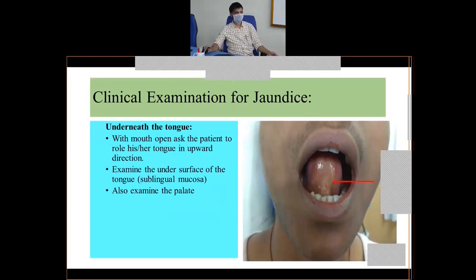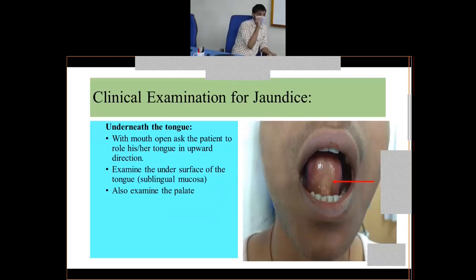Now the second site is the undersurface of the tongue. You can see here how we examine for the icterus on the undersurface of the tongue. Ask the patient to open his or her mouth and roll up the tongue in an upward direction. Examine the undersurface of the tongue, that is the sublingual mucosa, and also the palate. There is a hard palate and a soft palate.